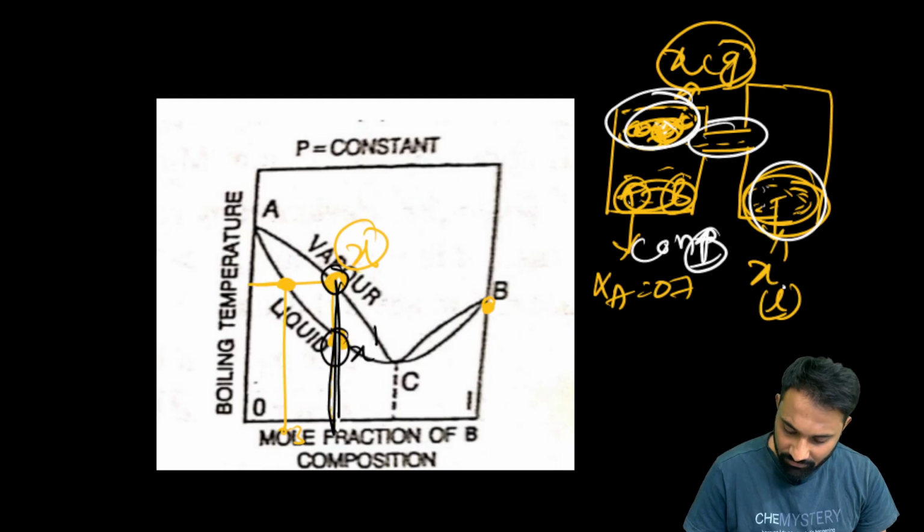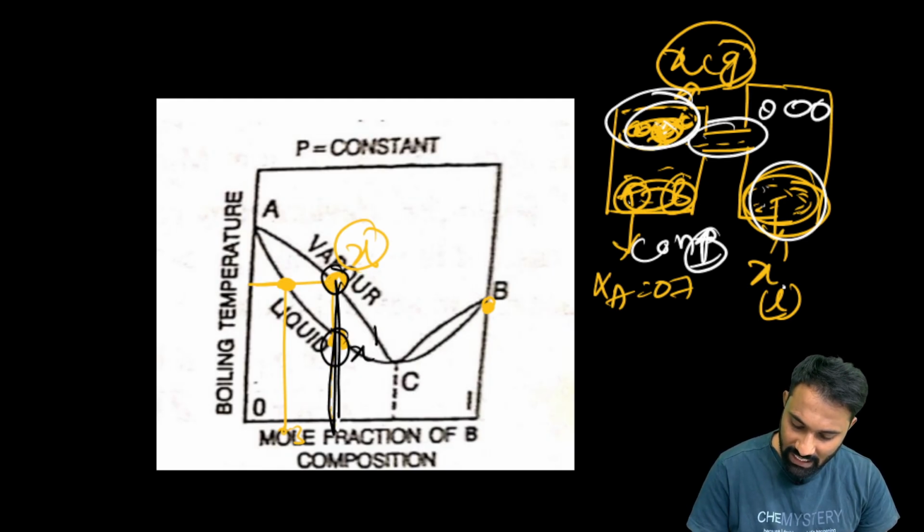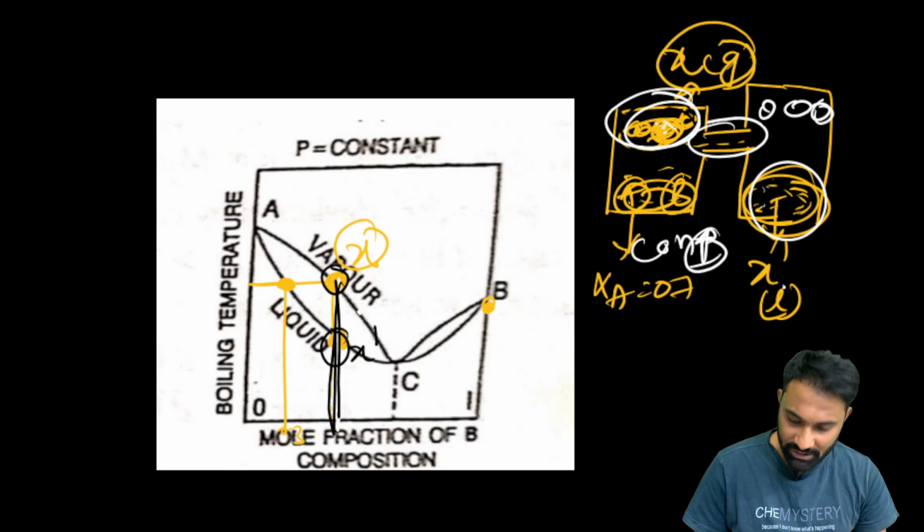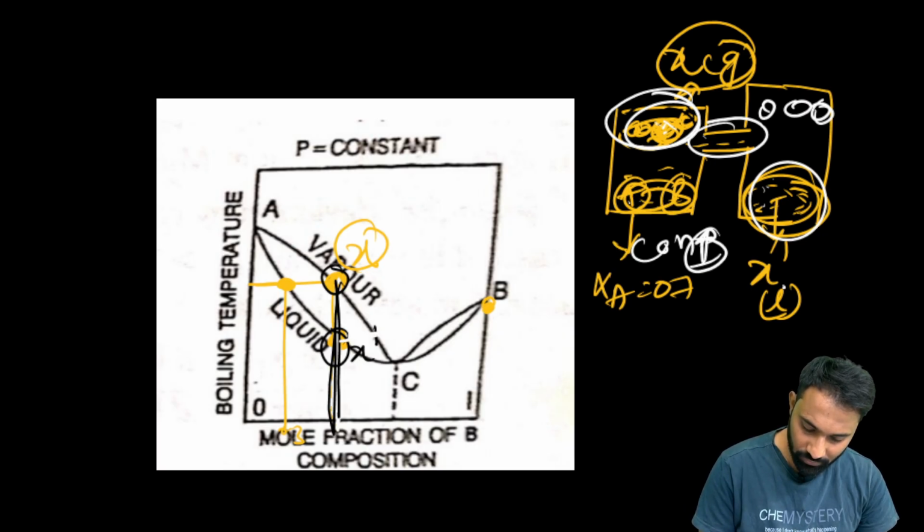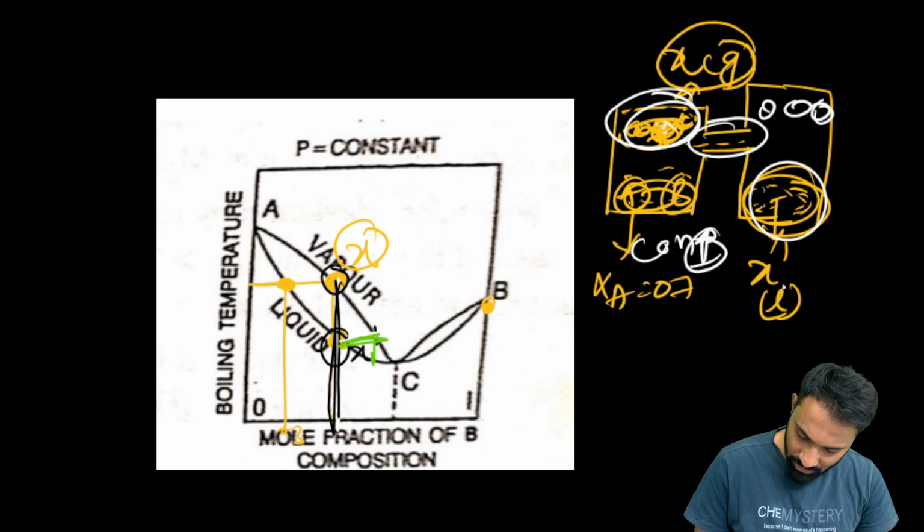Again from here, when it has converted into the gaseous phase, if you want to calculate its mole fraction in the gaseous phase, you will get it from here. In the liquid phase you will get it here, from the gaseous phase you will get it here, from the liquid phase again. If you reach it here, what are you getting? This is the azeotropic mixture.